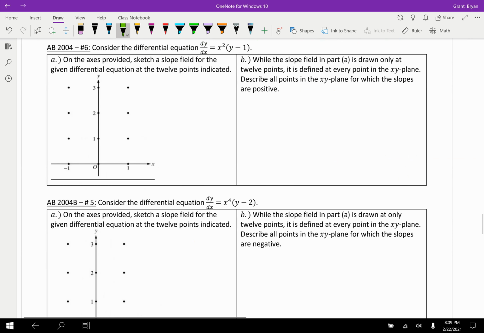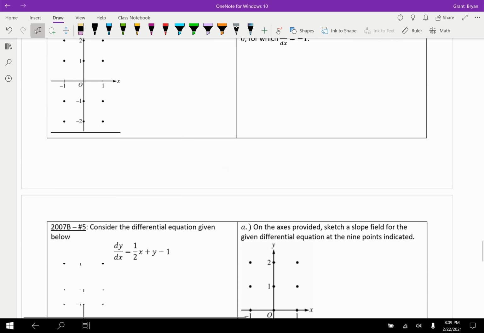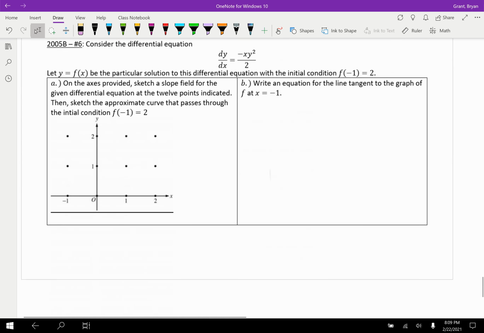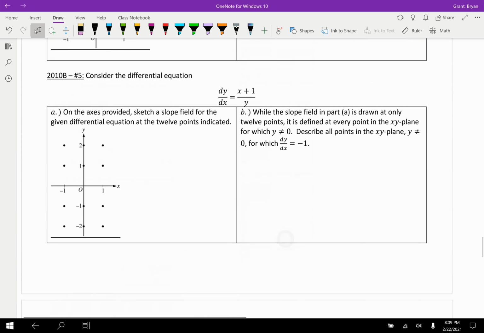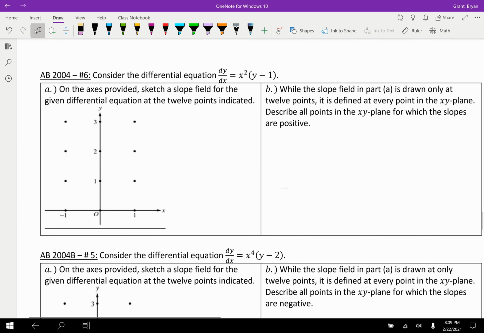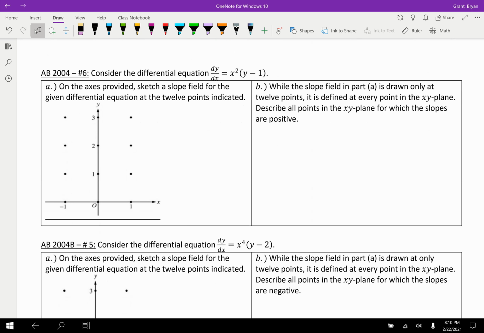So on these last 2 pages, you have 6 problems, 3 per page. Every problem includes 1 slope field and then 1 sort of bonus question. This one has 2 bonus questions for fun. So I'm going to go ahead and just do 1 of these with you, and then you guys have the rest to work through. As always, solutions are posted, and that's that.